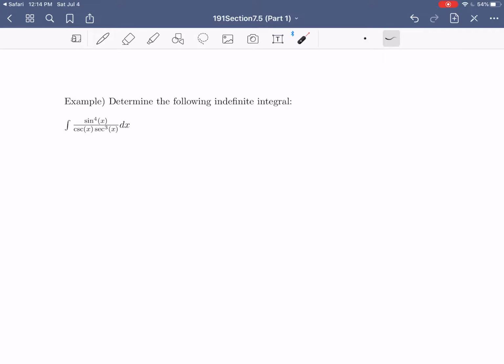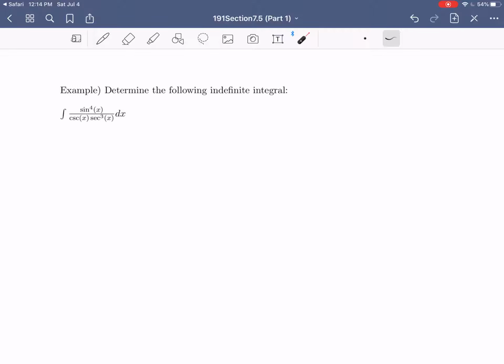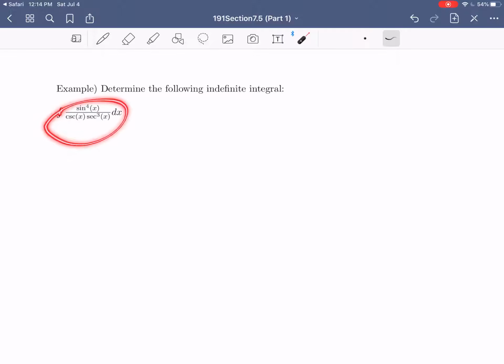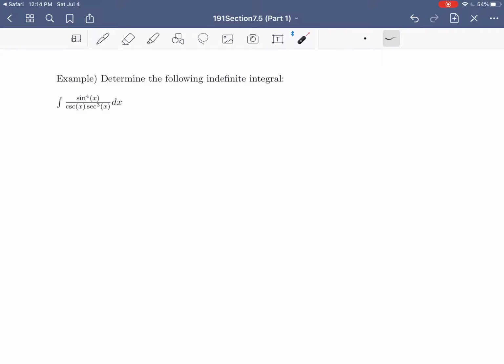So we've got another one involving trigonometric functions, right? We've got this sine to the fourth over cosecant, secant cubed. Now, again, trigonometric integrals, we did that section. We said we like products of sines and cosines, products of secants and tangents. This is a quotient, and it's got sine, cosecant, and secant in it. But as we know, there's lots of trig identities that let us move things from the numerator to the denominator, denominator to the numerator. So let's rewrite this as a product, because that's what we spent our time working on.